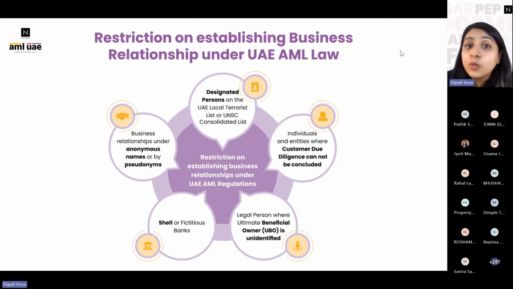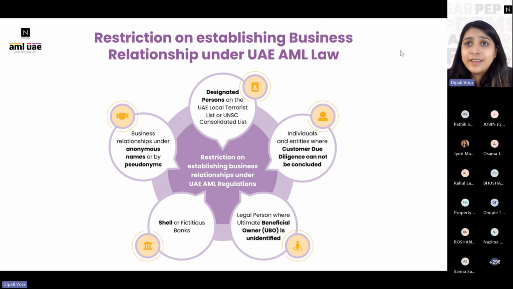Now, the next topic is the circumstances in which you cannot establish a business relationship or cannot onboard a customer. If any proposed customer is falling under the UNSC consolidated list or the UAE local terrorist list, which is mandatory in UAE, you cannot onboard them. For those customers where the UBO is unknown or customer due diligence cannot be completed because the customer is not cooperative with you, in such cases you cannot onboard them. You cannot establish a business relationship with them.